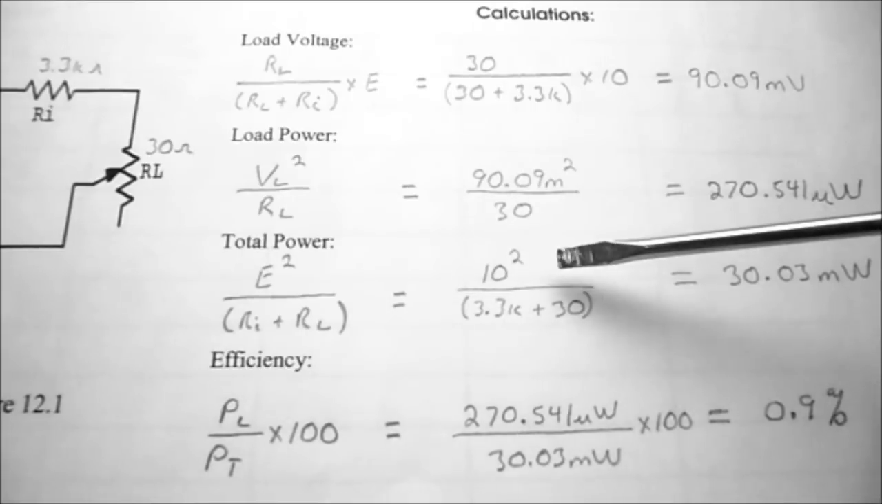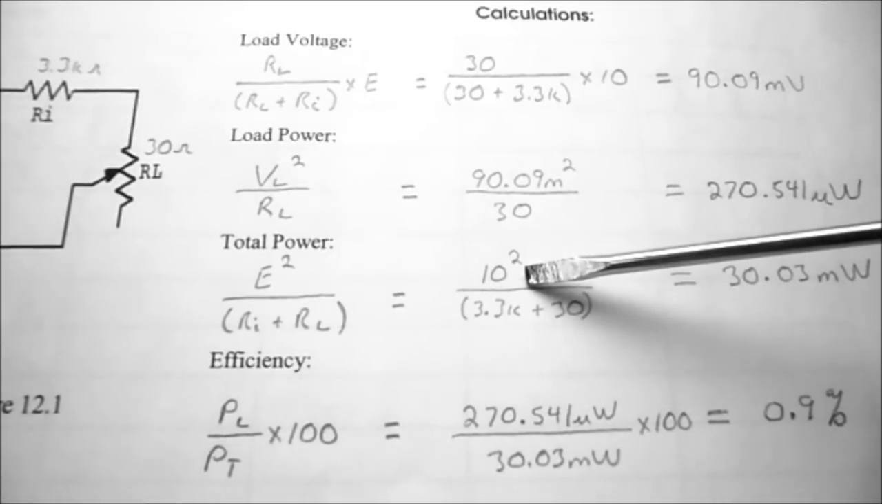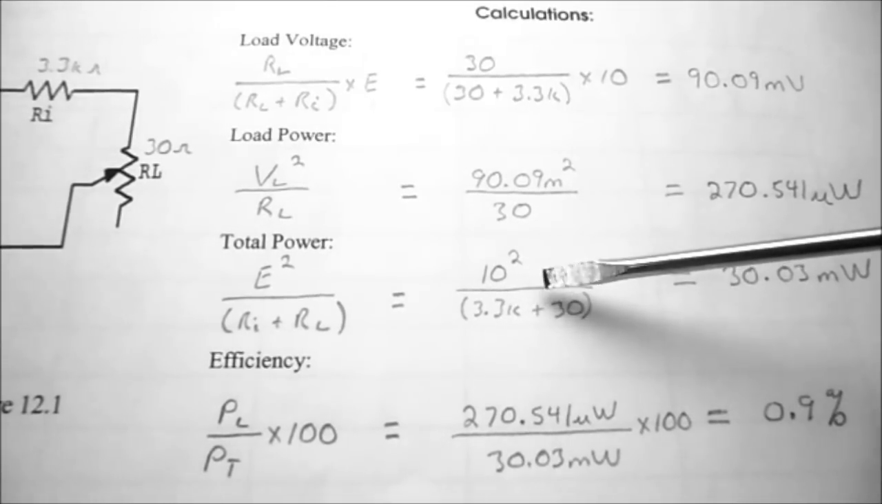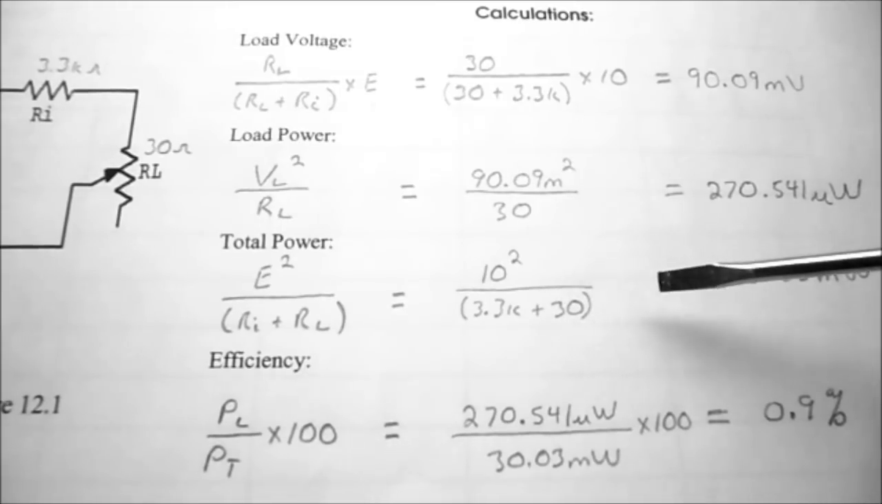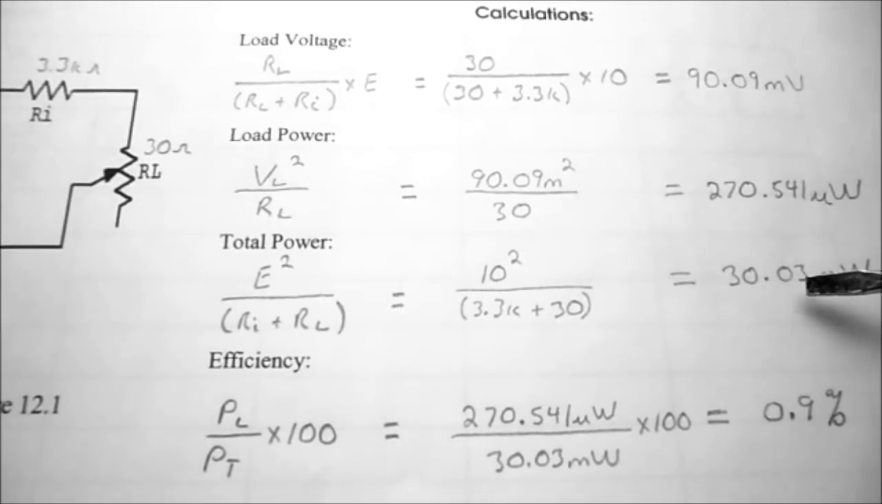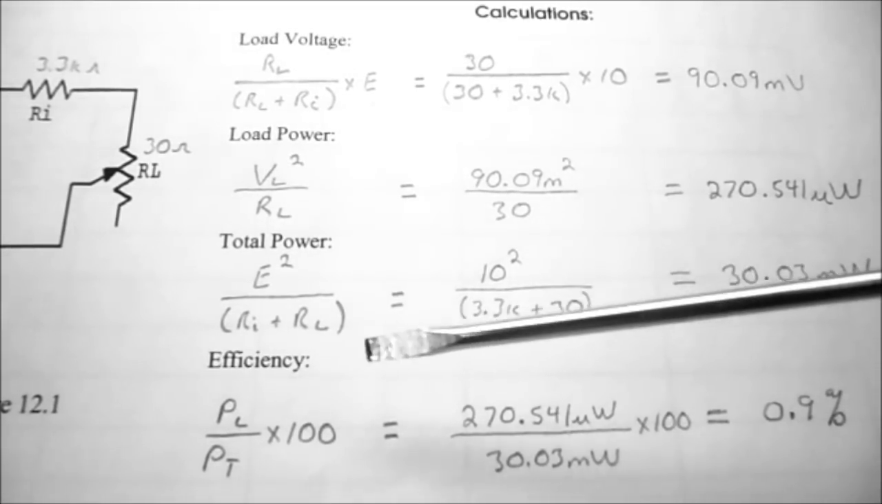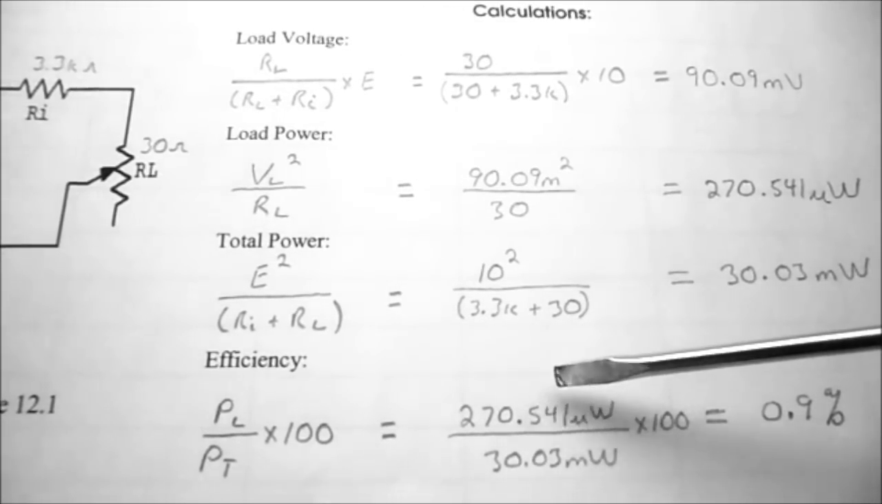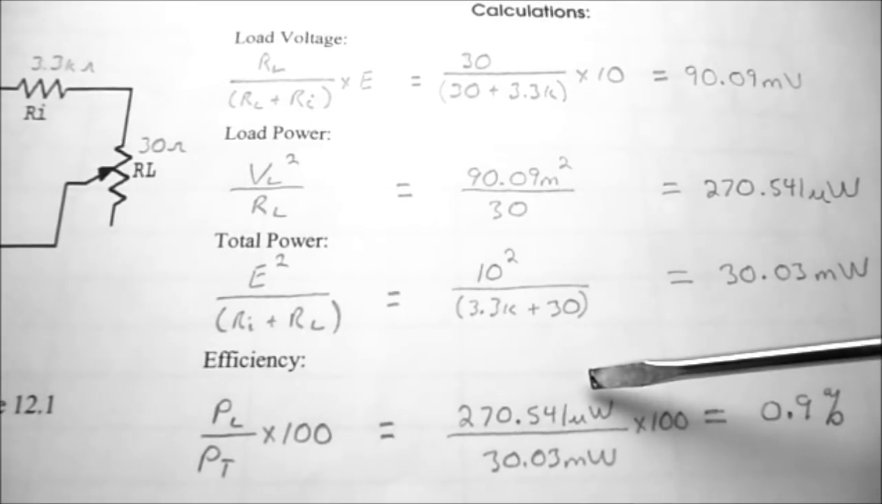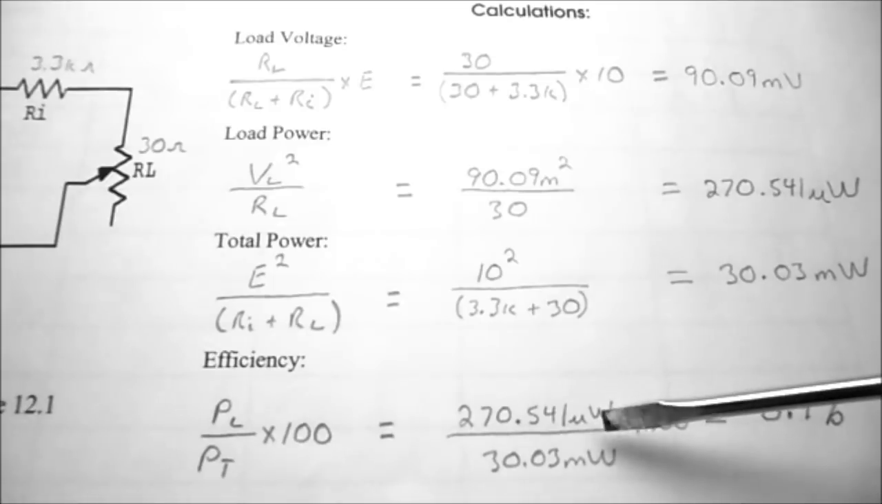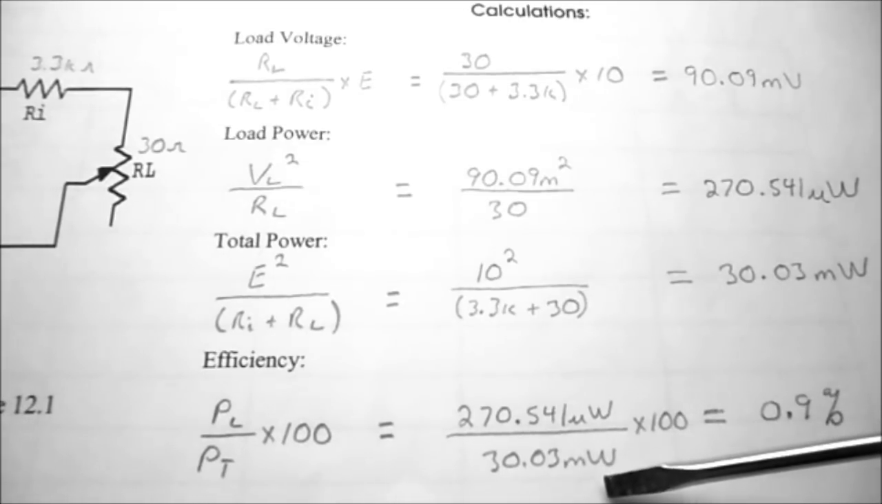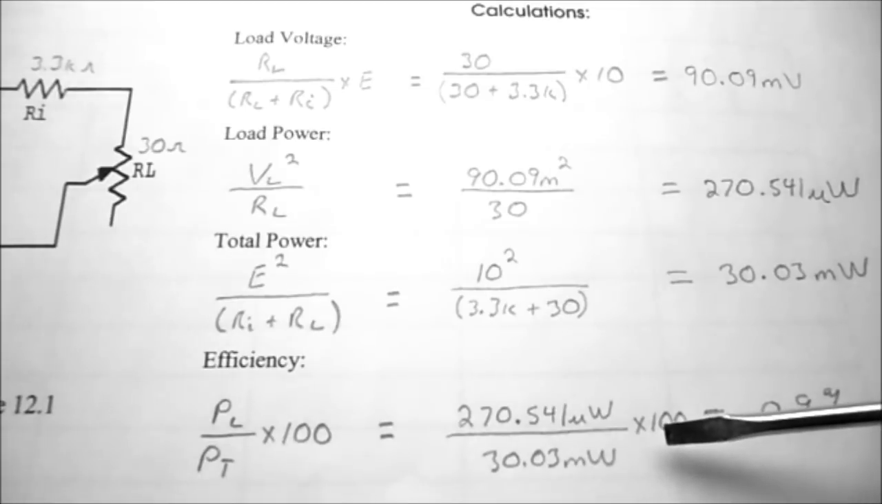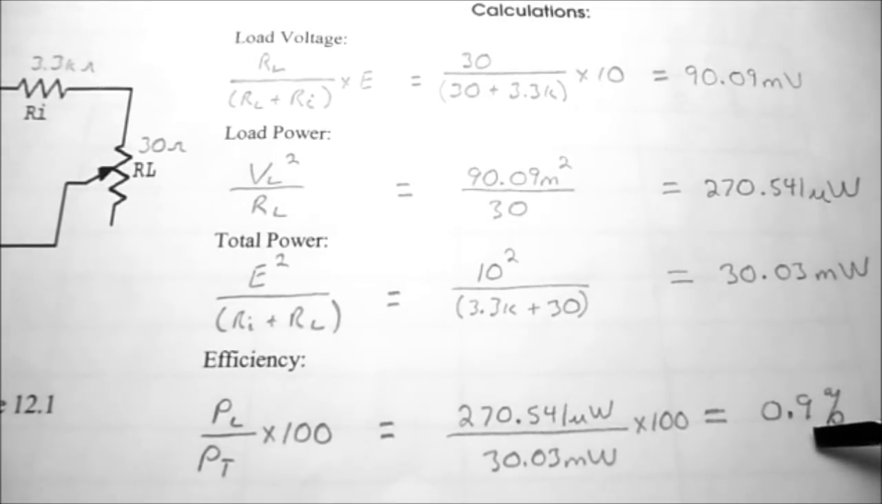Total power is going to be equal to the applied voltage squared, so that's 10 squared, divided by the 3.3K plus the 30 ohms from the load resistor. So that should equal 30.03 milliwatts. Finally, to calculate efficiency, we're going to take the load power, the 270.541 microwatts, and divide it by the total circuit power of 30.03 milliwatts times 100. And that should equal 0.9%.